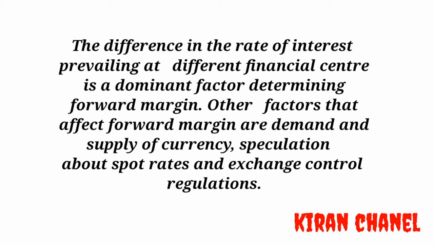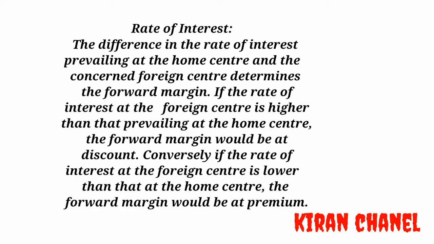Factors that affect forward margin are demand and supply of currency, speculation about spot rate, exchange control regulation, and rate of interest. The difference in the rate of interest prevailing at the home center and the concerned foreign center determines the forward margin. If the rate of interest at the foreign center is higher than that prevailing at the home center, the forward margin would be at a discount. Conversely, if the rate of interest at the foreign center is lower than that at the home center, the forward margin would be at a premium.